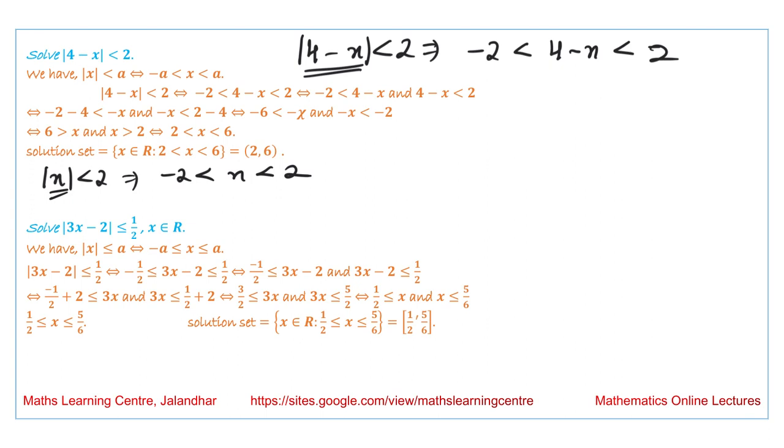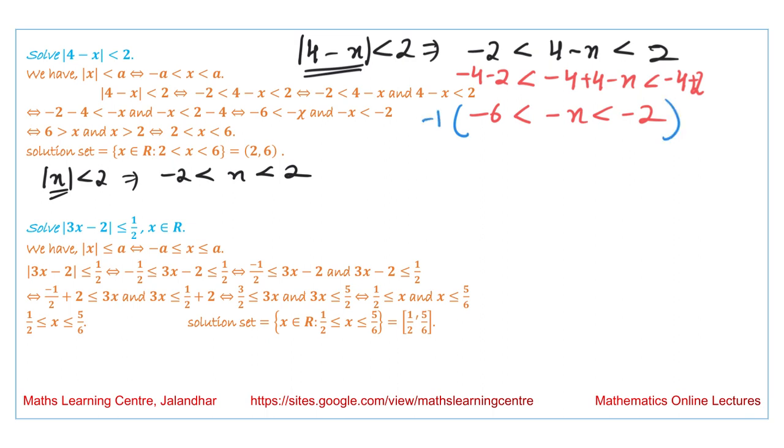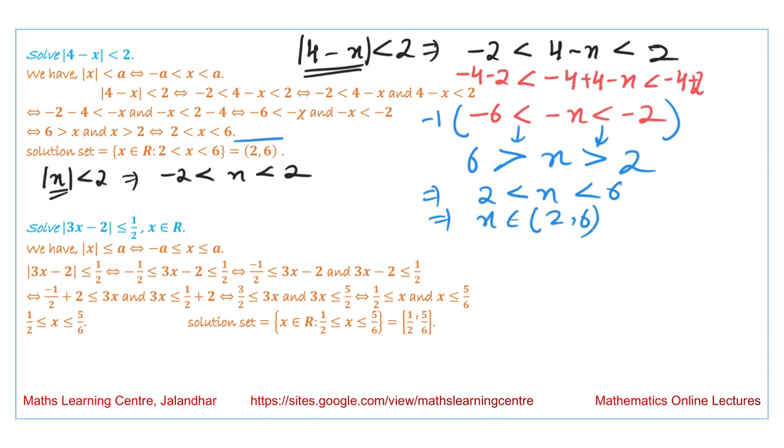If we subtract 4 from this, we are getting minus 4 minus 2 is less than minus 4 plus 4 minus x is less than minus 4 plus 2. So we get minus 6 is less than minus x is less than minus 2. If we multiply this whole inequality with minus 1, this will become 6, this sign will be reversed, this will become x, this sign will be reversed, and we get 2. So the answer we are obtaining is that 2 is less than x is less than 6. So this gives us x belongs to the interval 2 comma 6.